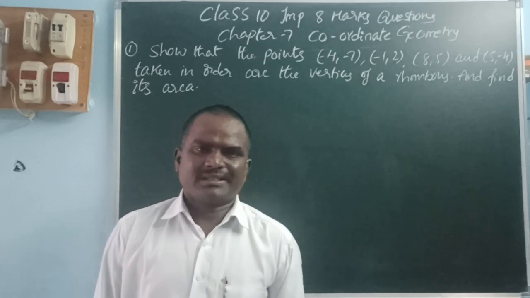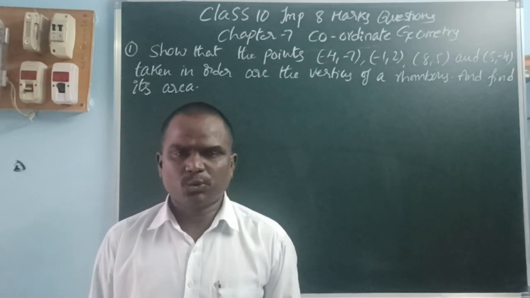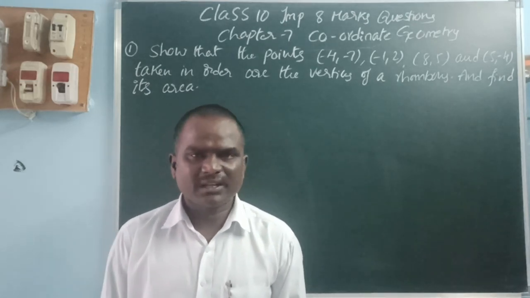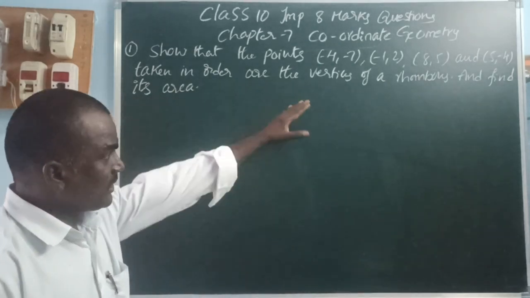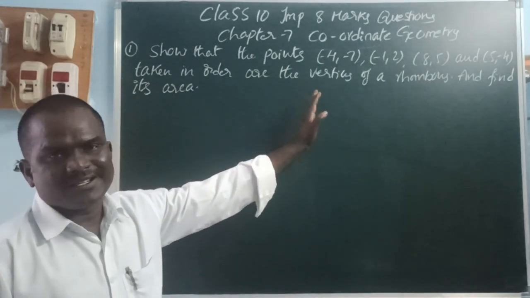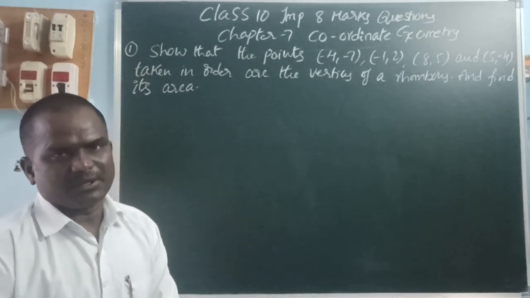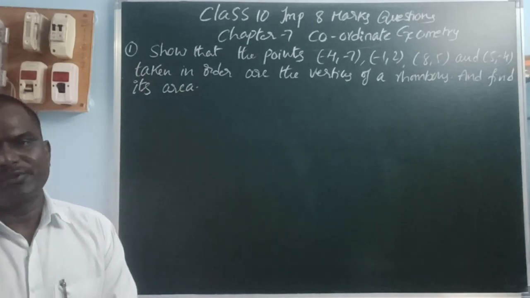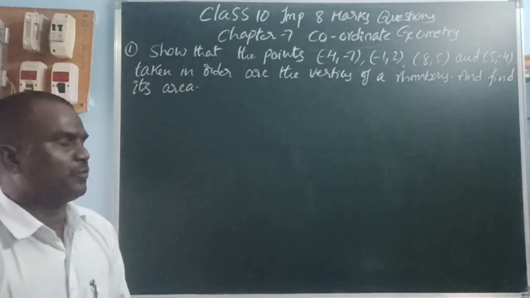Okay, rhombus means what? In a quadrilateral, adjacent sides are equal, diagonals are not equal, and the diagonals perpendicularly bisect each other. So here we can prove adjacent sides are equal. How can we prove it? By using the distance formula. The distance between two points is the square root of (x2 minus x1) whole square plus (y2 minus y1) whole square.